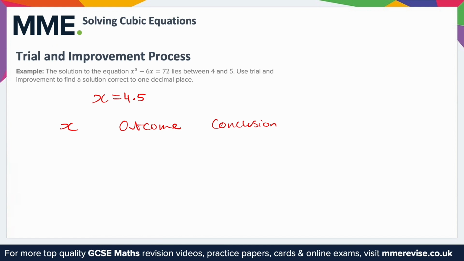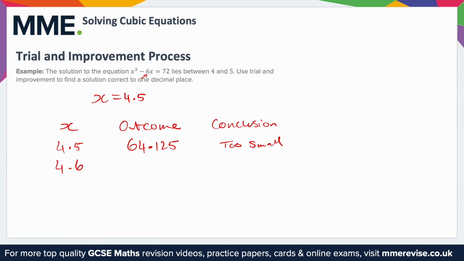Substituting x is 4.5 into this equation, x cubed minus 6x, where x is 4.5, gives you 64.125, which is clearly not as big as 72. So the conclusion I'll make from this is too small. So let's make a better guess. Let's guess 4.6.